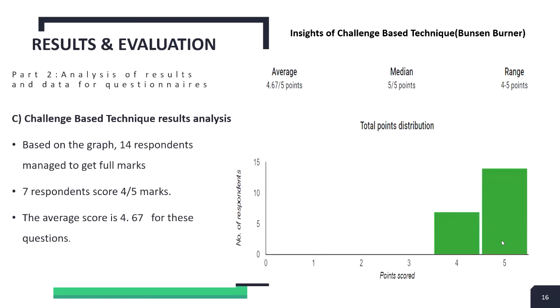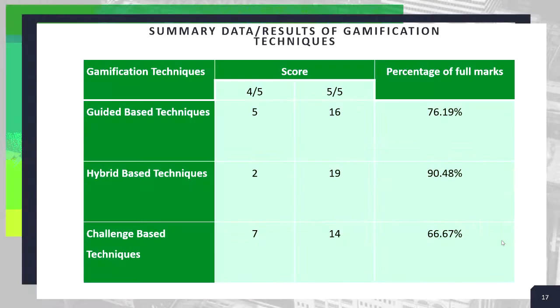And lastly, for the challenge-based technique, based on the graph, 14 respondents managed to get full marks, and 7 respondents scored 4 over 5. The average score is 4.67 for this question. So this is the summary data of the results of gamification technique. The hybrid-based technique has the highest share of respondents that scored full marks with 90.48%, followed by the guided-based technique with 76.19%, and lastly the challenge-based technique with 66.67%.